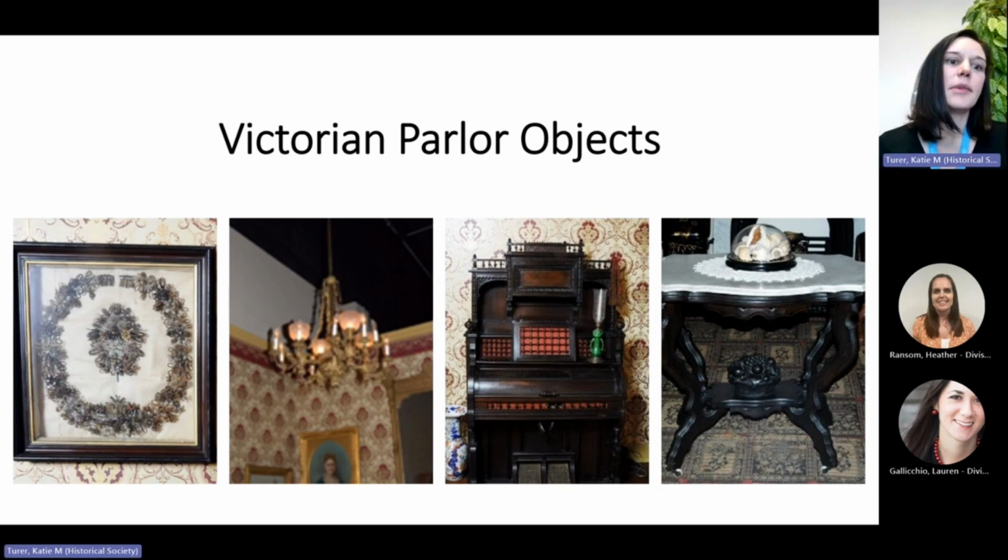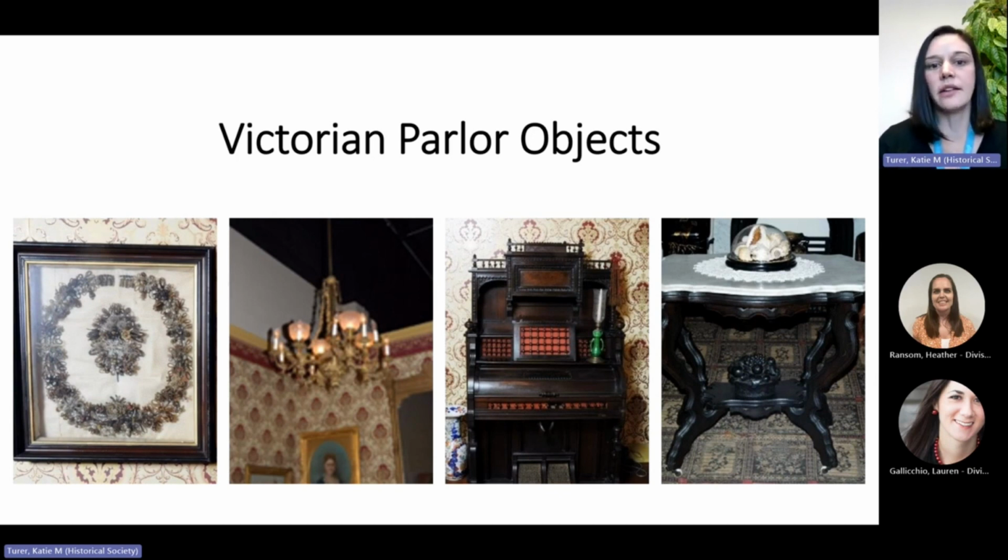So the first item on the left is a decorative piece, which is hanging on the wall, and again might be there as a talking piece for your guests. We also have a chandelier, much more ornate than the candles that we saw in the last house, and we have an organ. Musical instrument, again, very decorative.